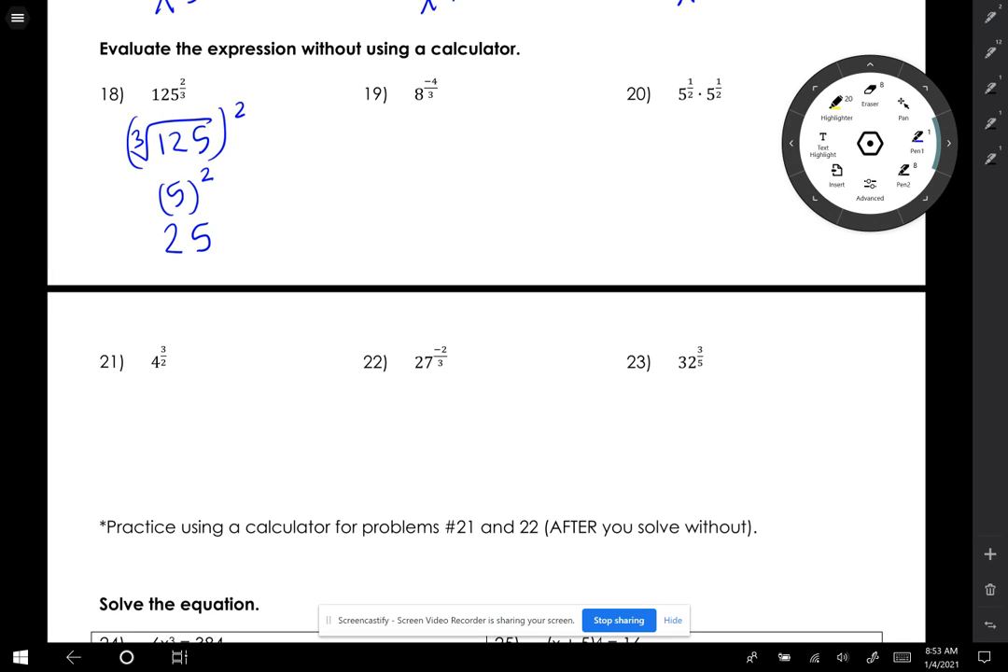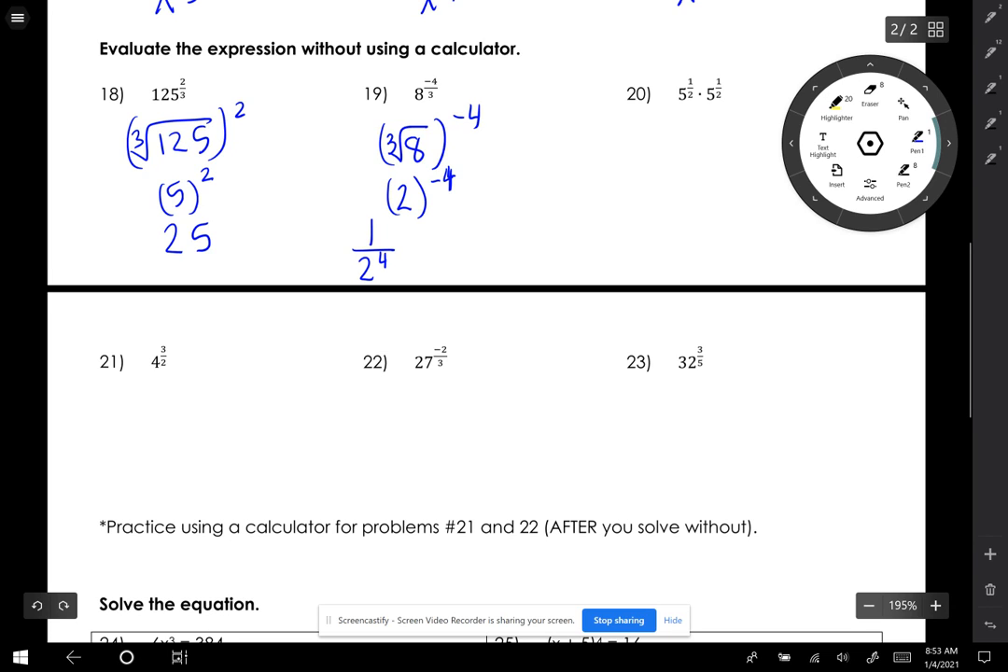For 19, we have 8 to the negative 4/3. Remember that 3 on the bottom is our root, so it'd be the cubed root of 8 to the negative 4th power. Well, the cubed root of 8 is 2. And for 2 to the negative 4th, we can't have a negative exponent. So we would need to make this a fraction, 1 over 2 to the 4th, right? Because whenever you move it, it becomes positive. So our final answer is 1 over 16.